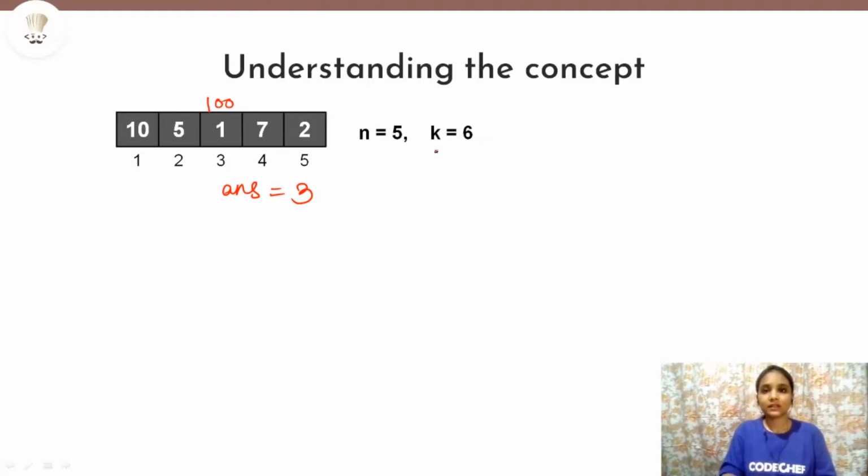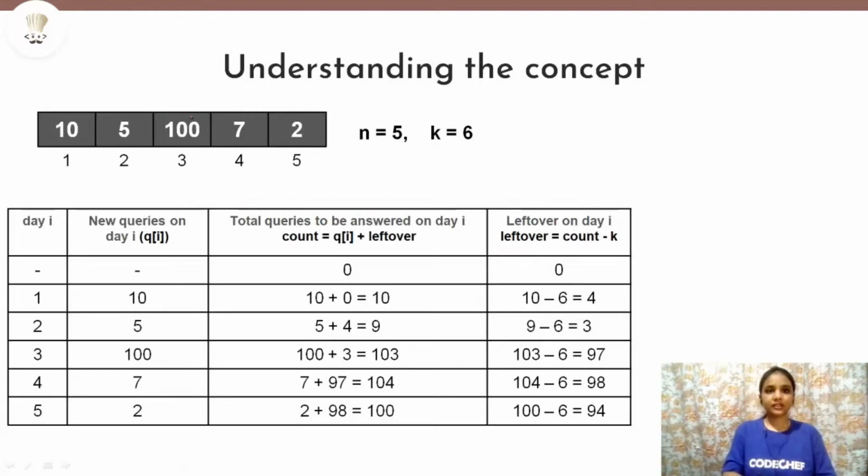Now let us see what will happen now. As we made changes on the 3rd day, now on 3rd day chef is receiving 100 queries instead of 1, and rest everything remains the same. So I have already filled the table with you. Now what will happen in this case is that even after the 5th day, there will be some leftover queries. That means we will not find our answer between day 1 and day 5. There will be no such day when chef will have to answer less than k queries.